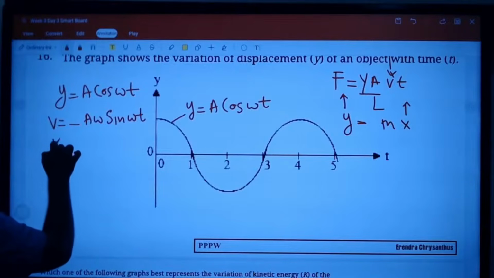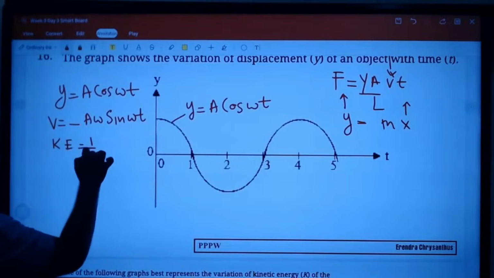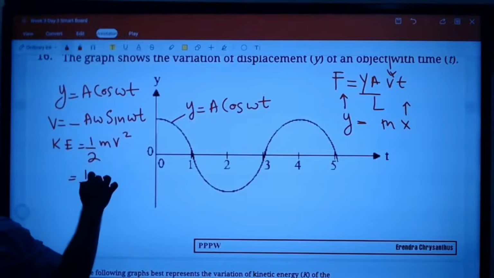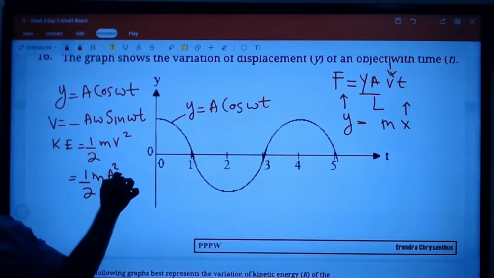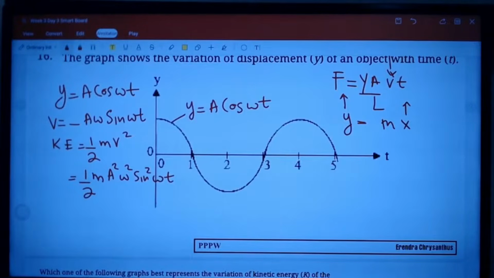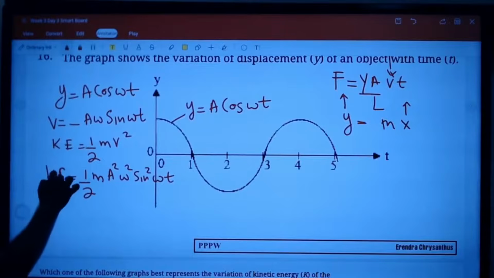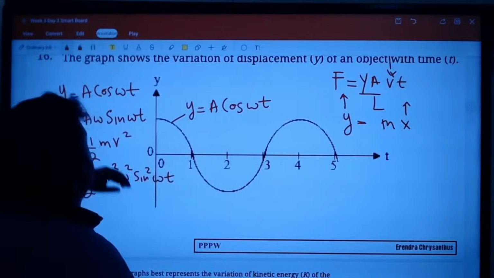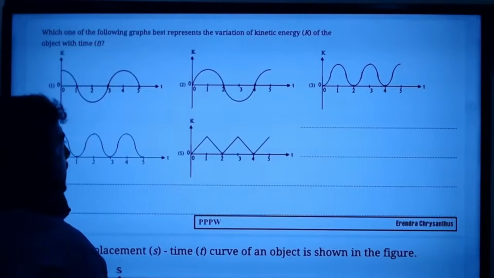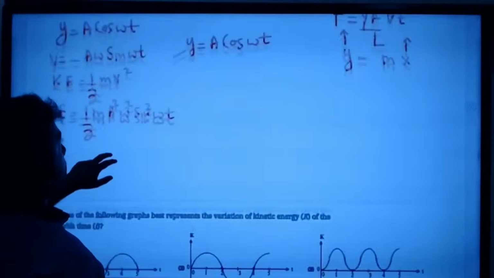Now kinetic energy is equal to half m v squared. Half m velocity squared is half m a squared omega squared sine squared omega t. Sine squared omega t means it can't be negative, so kinetic energy is guaranteed not negative.